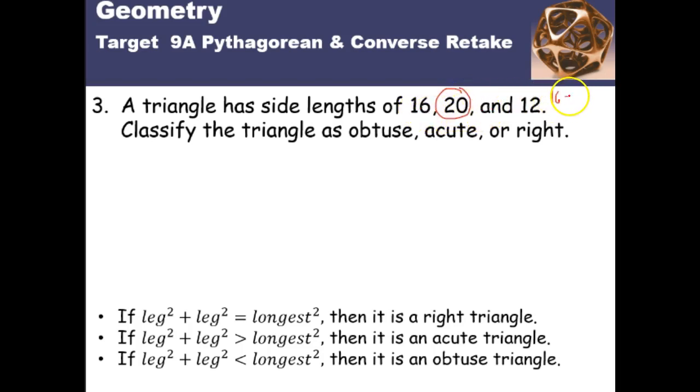So I'm going to add 16 and 12 together, the two smaller sides, and I get 28. That number has to be bigger than the number I circled, and it is. So that means I can go ahead and attempt this problem now. So then I say my longest side is 20. And I shouldn't put an equal sign there because I actually don't know if they're equal. That's what I'm testing, to see if they're equal.